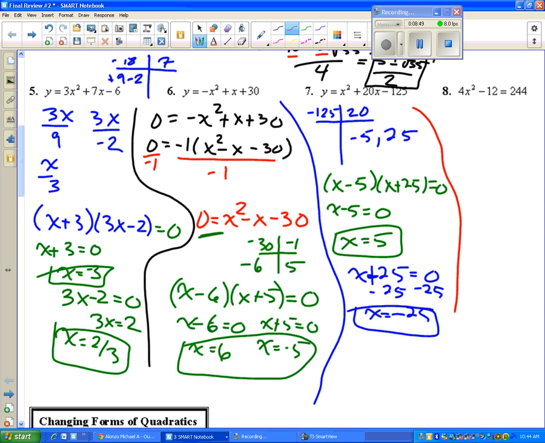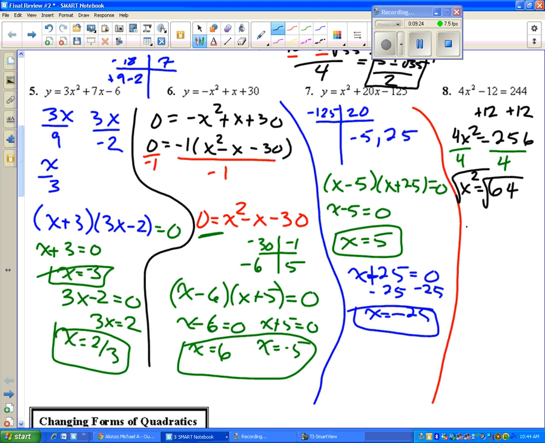All right, and number 8. I know I'm kind of putting this into the corner. I have an x squared here. I don't have an x term, so I'm just going to add 12 to both sides. 4x squared is equal to 256. I'm going to divide both sides by 4, and I'm going to get x squared is equal to 64. I'm going to square root both sides, and x is equal to 8 and negative 8.